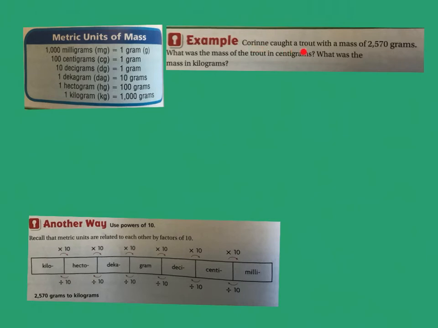So here we have Corinne caught a trout with a mass of 2,570 grams. That sounds like a lot. What was the mass of the trout in centigrams, and what was the mass in kilograms? 2 questions asked, so I'll do 2 math problems. My known information is 2,570 grams. I want it in centigrams. And on my second question, I want it in kilograms.